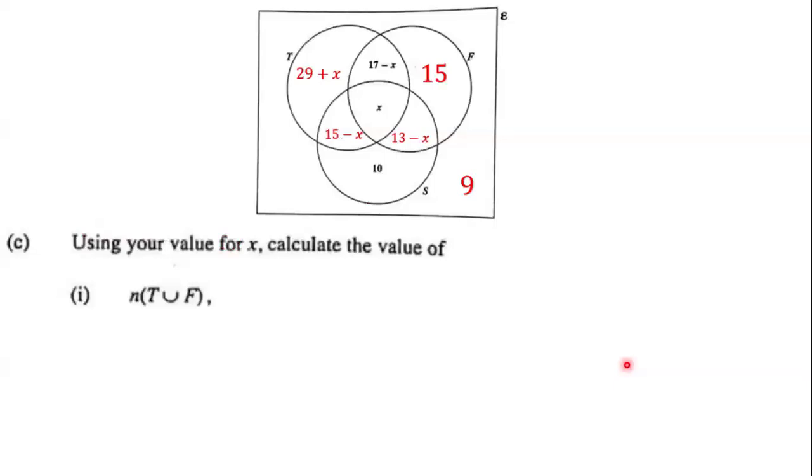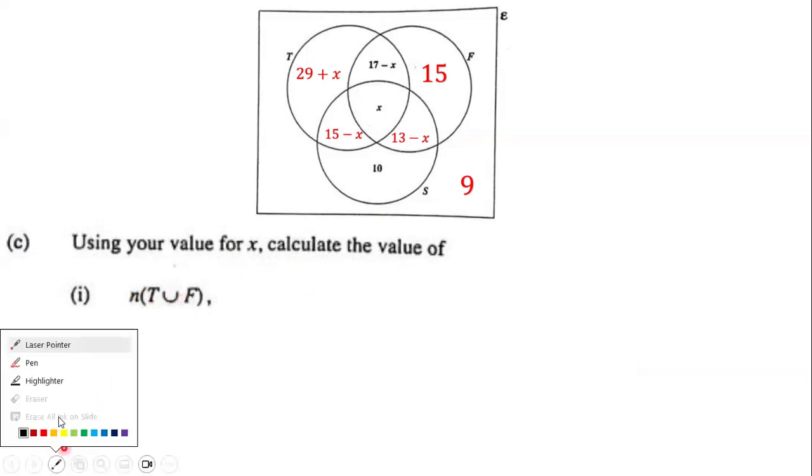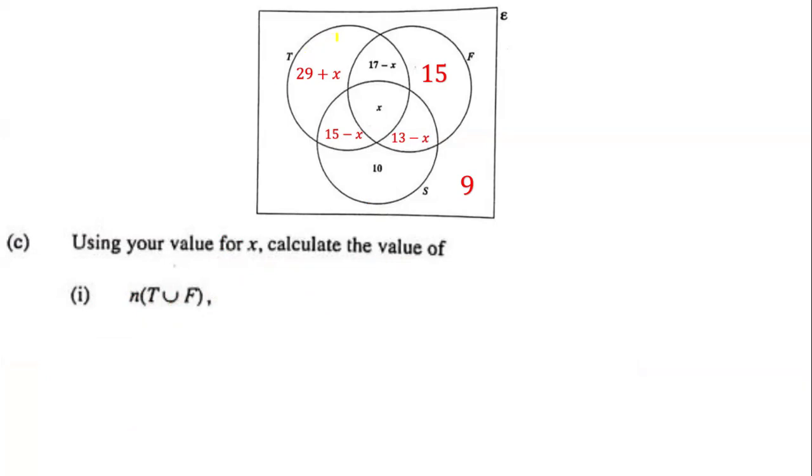Next, we're going to take our value of x. It says using your value for x, calculate the value of the number of elements in T union F. So what is T union F? Let's highlight T union F. So T union F is all of this, the union, all of that is the union.